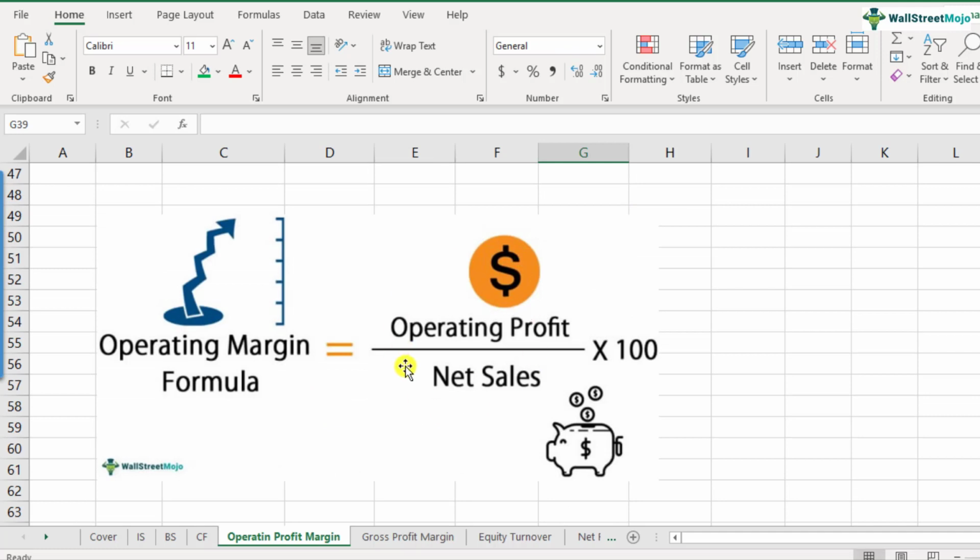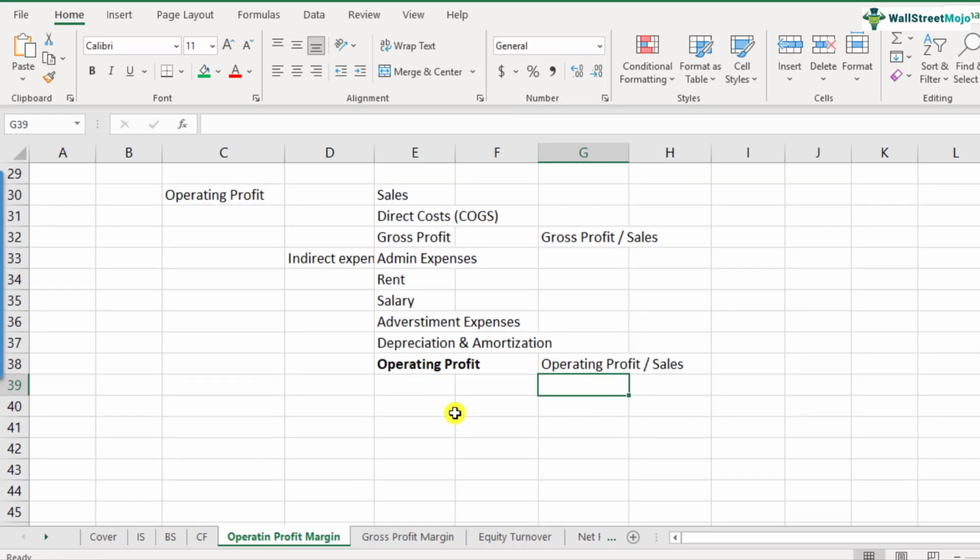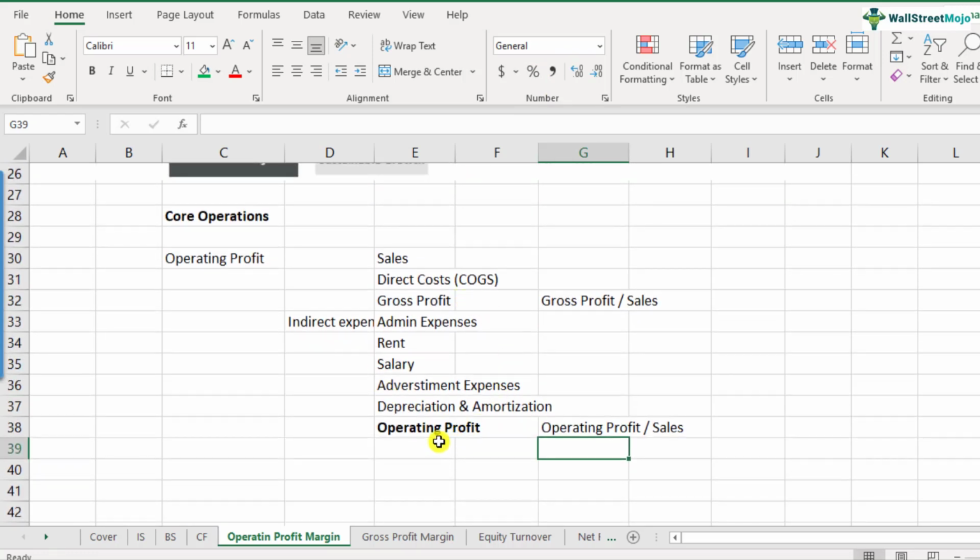So here is the snapshot: operating profit divided by net sales. Remember that net sales and revenue are one and the same. Here it is multiplied by 100. In Excel, you can directly put that as a percentage sign. This is how you go about calculating the operating profit margin.